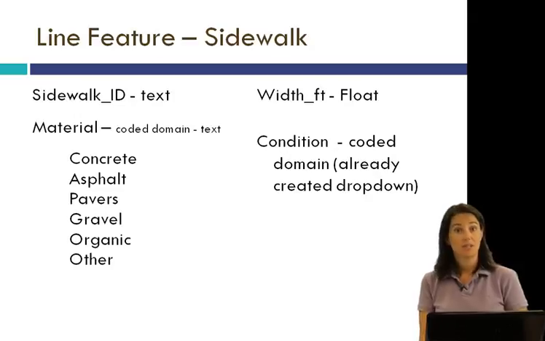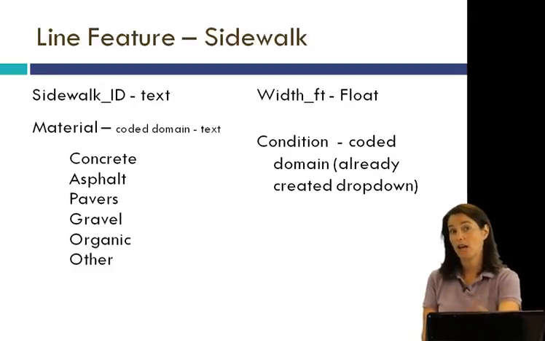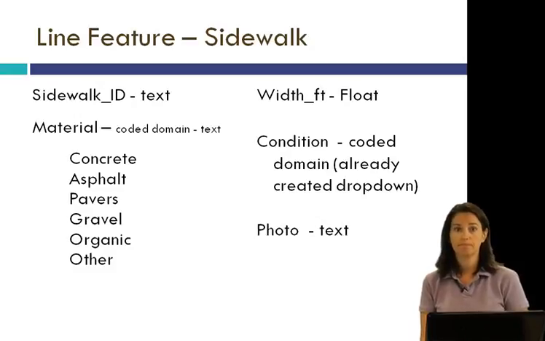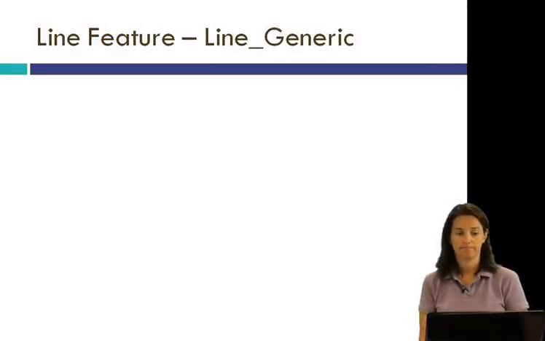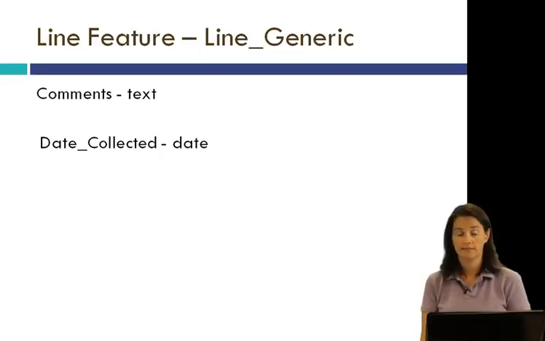Condition. It's going to be a coded domain. Now we would have already created this drop down whenever we created the condition drop down under light pole, so we're not going to have to recreate that twice. We're going to create an attribute for photo, an attribute for comments, which is going to be text, and then date collected, which is going to be a date. The next feature class is line generic. Comments for text, and then date collected is going to be a date.